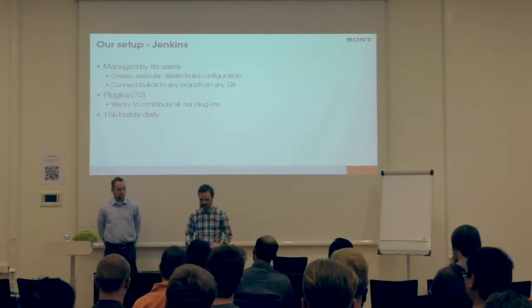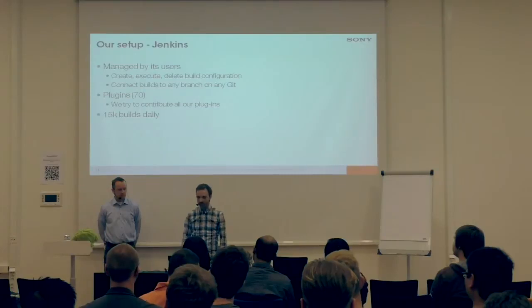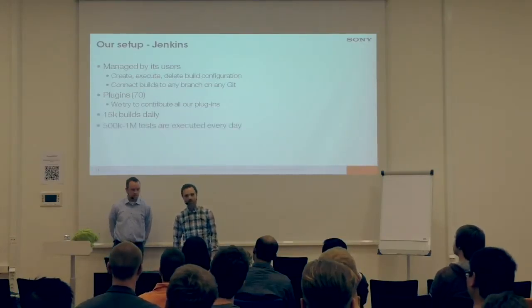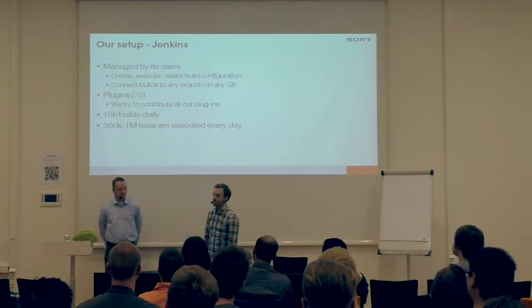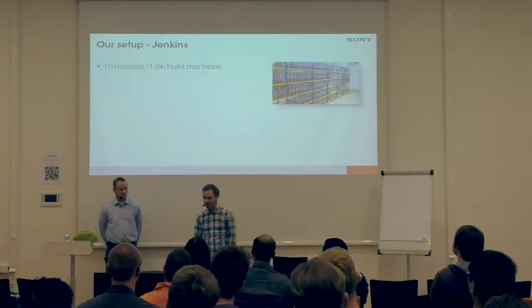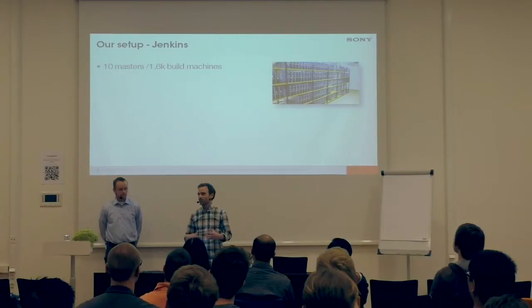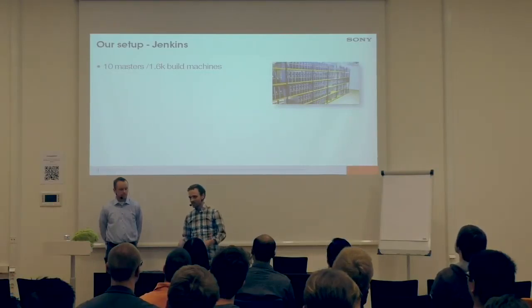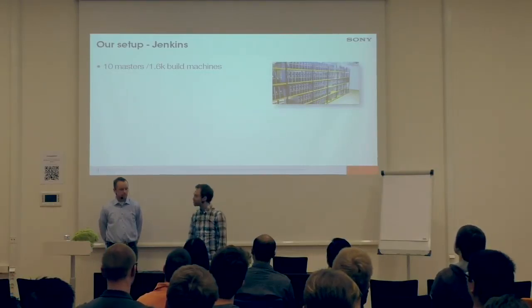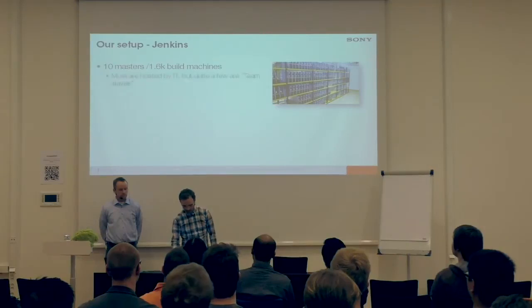But all this means, all this building and all these code changes, means that we build 15,000 builds daily. And these 15,000 builds run 500,000 to 1 million test cases every day. This of course means that we need a lot of machines building stuff. So we have 1,600 machines in various forms and sizes, pizza boxes and desktop computers, to be able to churn through all these builds.